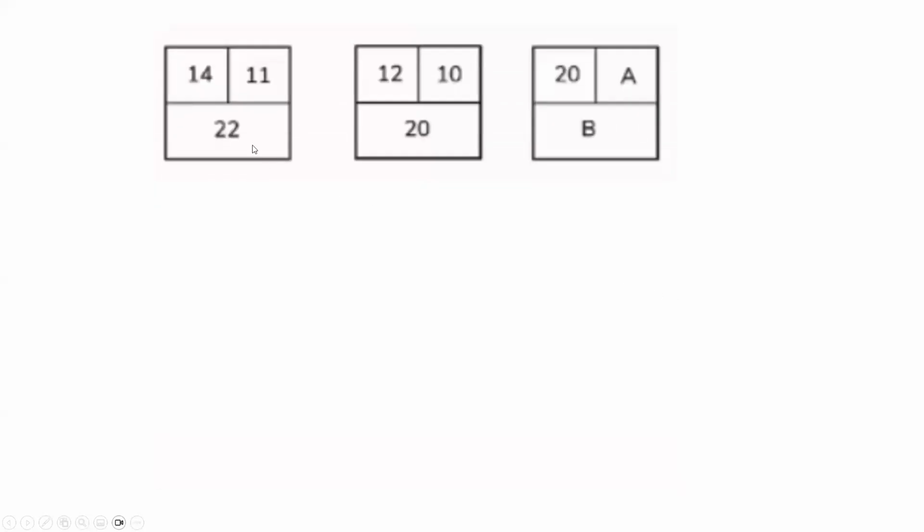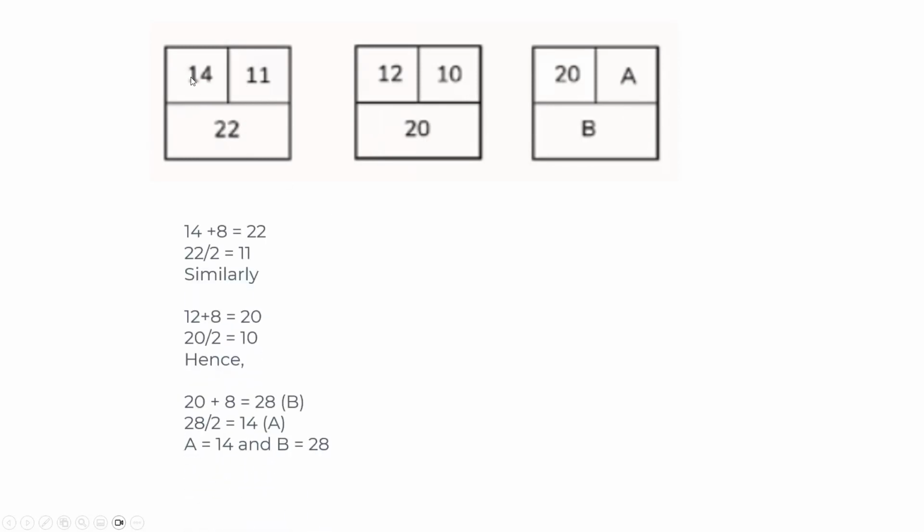So the next question is a bit tricky. Here we have three blocks, and in the third block there are two missing numbers, and we need to find the A and B values. So we need to figure out how these three numbers are interconnected among themselves. So let's find out the solution. 14 plus 8 gives us 22. Then 22 divided by 2 will give us 11. So this is how these three numbers are interrelated.